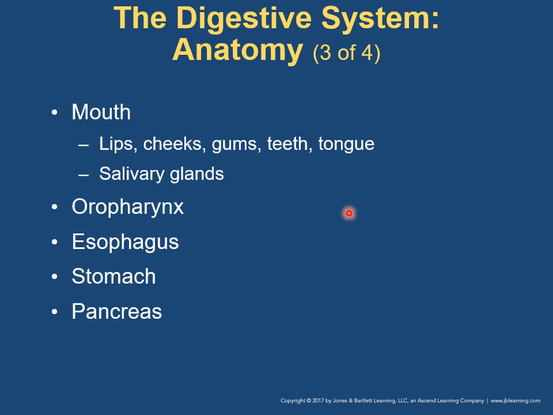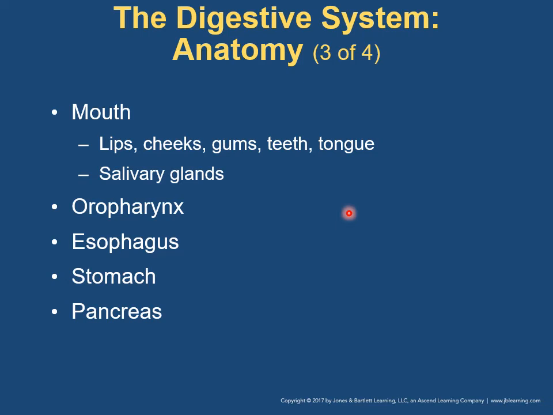The mouth consists of the lips, cheeks, gums, teeth, and tongue, and also salivary glands. You have 2 sets of those on each side of the mouth and in front of each ear. Saliva serves as a binder for chewed food and as a lubricant. The oropharynx is a tubular structure that extends from the back of the mouth to the esophagus and trachea.